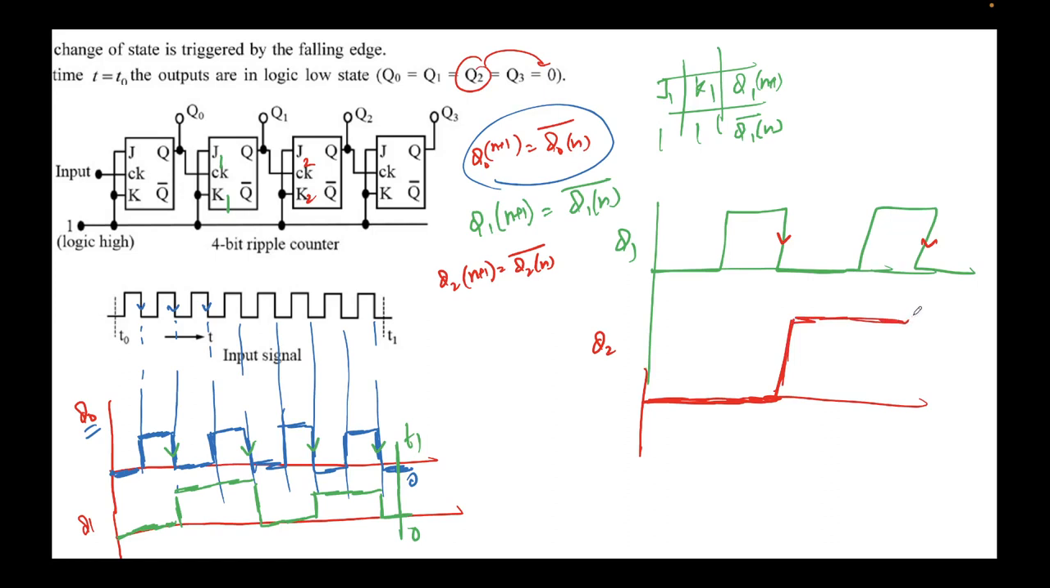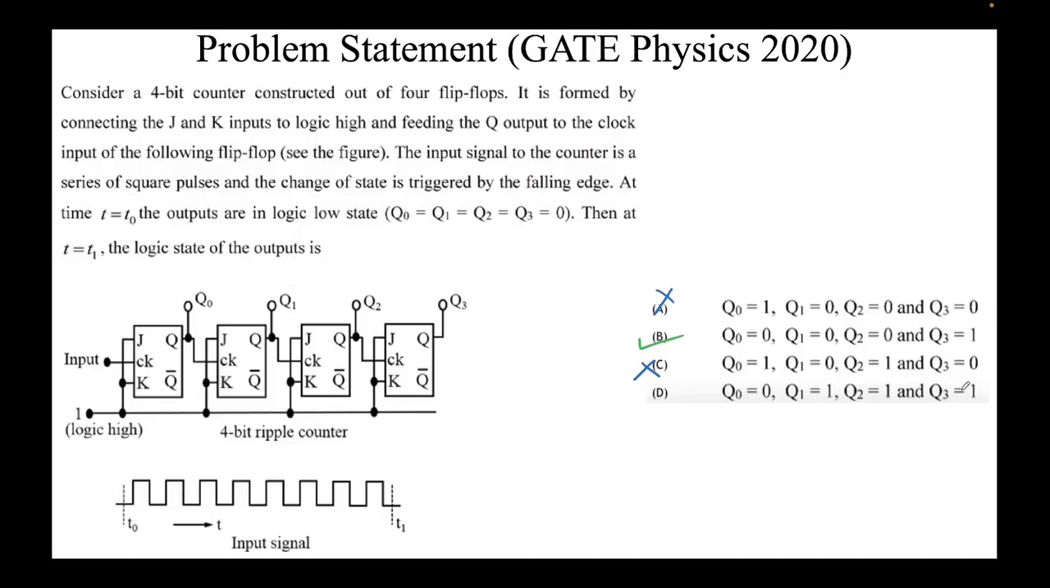It will remain 1. It will change when again? Again at the falling edge, this edge, it will become 0. So it has become like this, and we are required to find the value at time t1. So at time t1, Q2 is equal to 0. So Q2 is 0, this option, right?